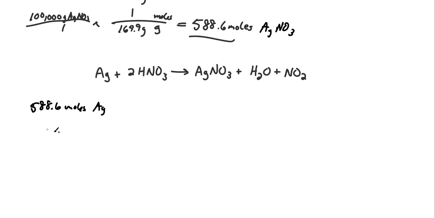How many moles of nitric acid are we going to need? Well, here, we know we've got 1 mole to 2 moles, so we're going to need twice as much nitric acid, or 2 times 588.6 equals, we'll use a calculator.